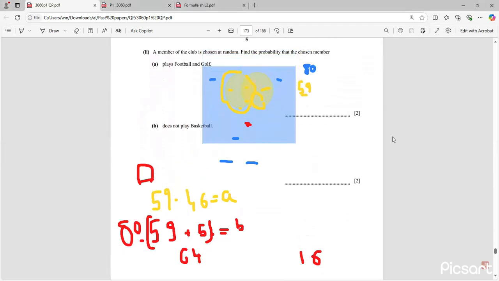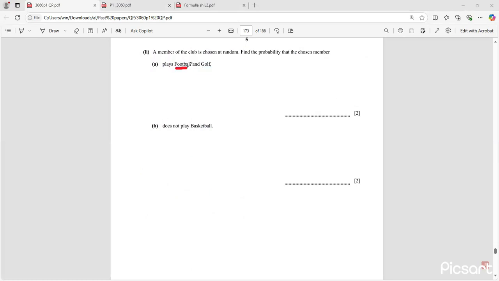Here, he asks you that a member has been chosen randomly. Find the probability that the chosen member plays football and golf. And is different than or. If he said and, you have to get just the intersect part between the football and the golf. If he says or, you have to take the whole two circles. So the whole two circles is for the or, but actually he said and.